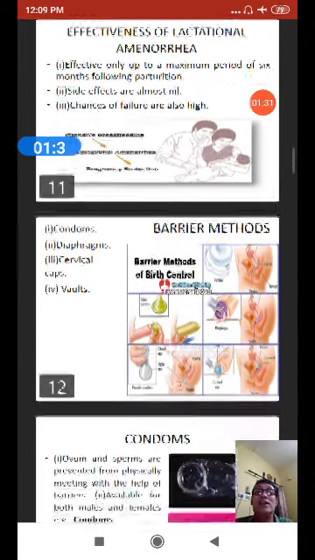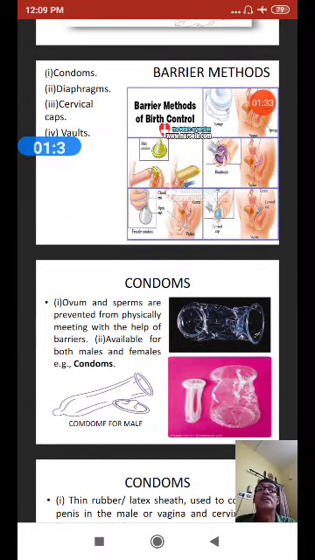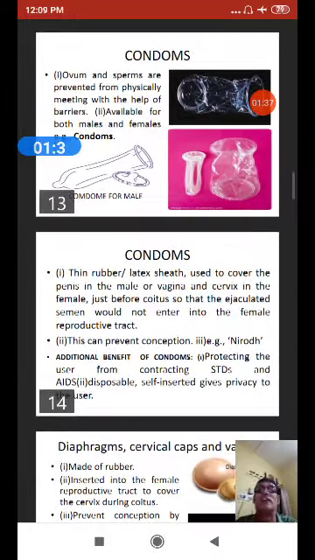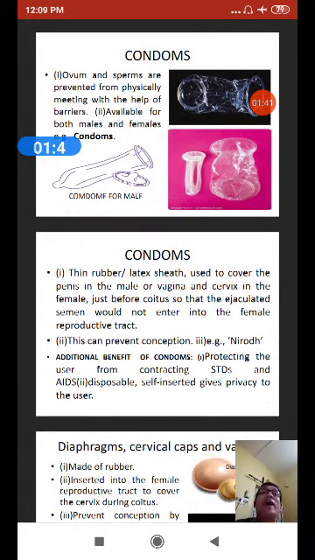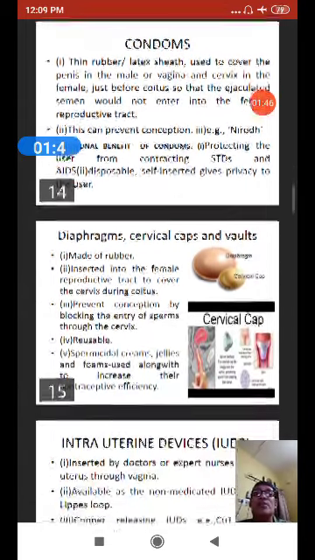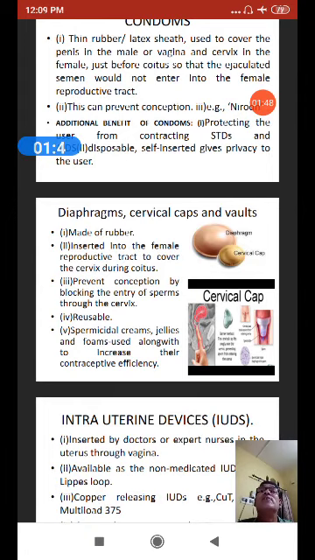The next one is the barrier method. It includes the condom, diaphragm, cervical caps and balls. Condoms are made of rubber and physically act as a barrier. Both male and female condoms are used. The next point to discuss is that it is a latex rubber barrier, and it protects the user from STDs, AIDS, and it is disposable and self-inserted, giving privacy to the user.